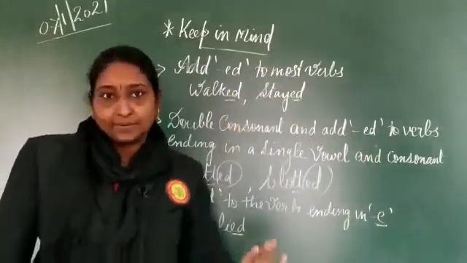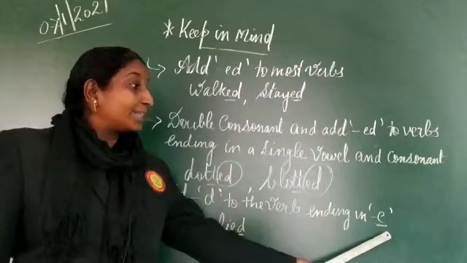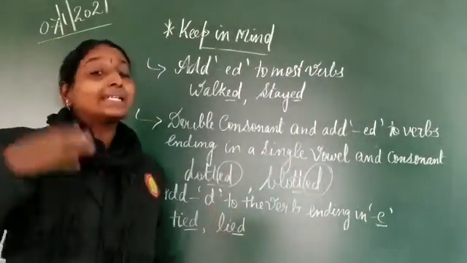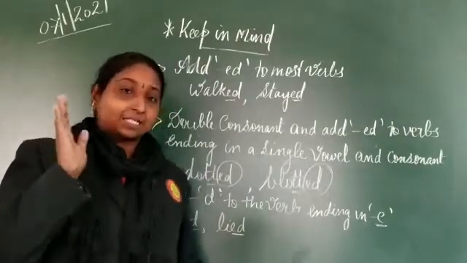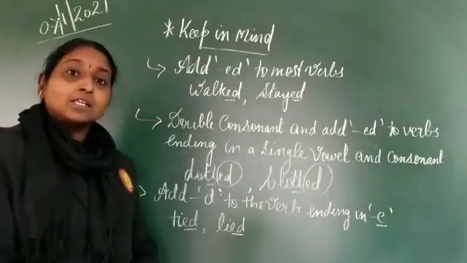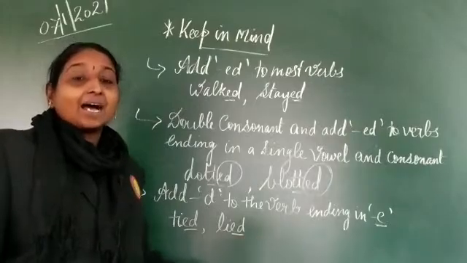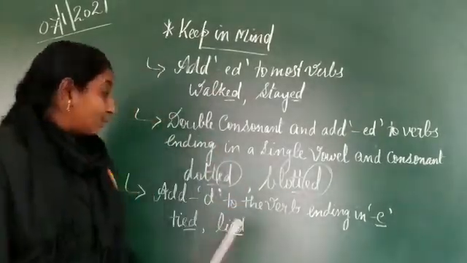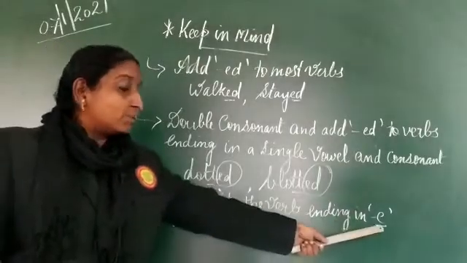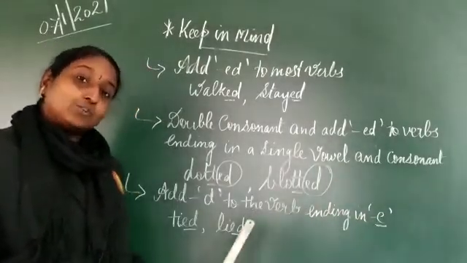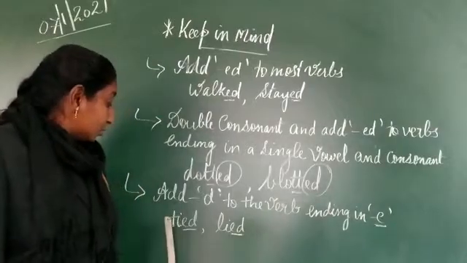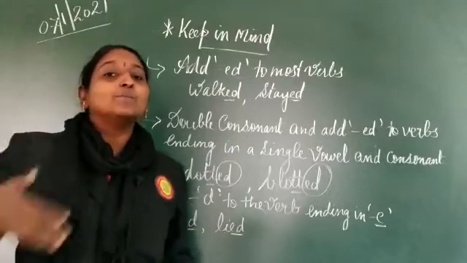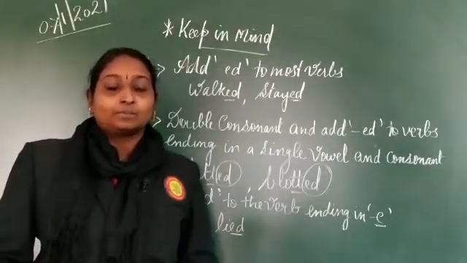Suppose a verb in your sentence ends with e; there you have to add d to make it a simple past tense. One example is like this. Suppose the word is tie, T-I-E, and you have to make it a simple past tense. The rule is, if the verb ends with e, you have to add d to make it a simple past tense. So the words are like this: tied, lied. Okay, now I'll move on to the next form.